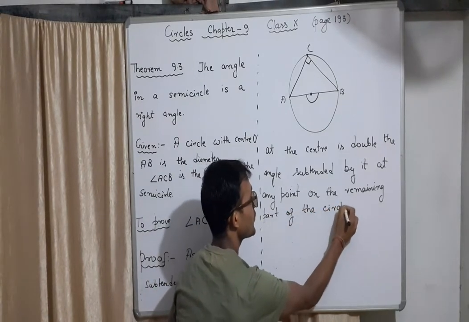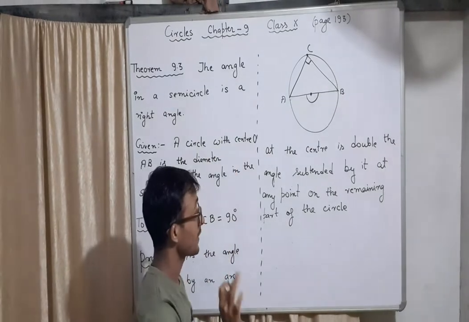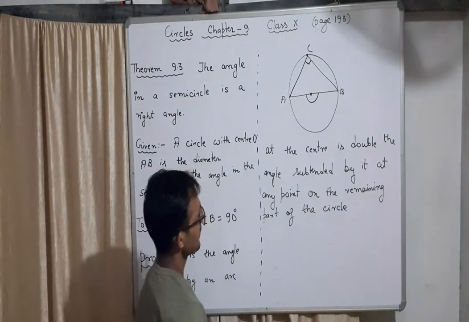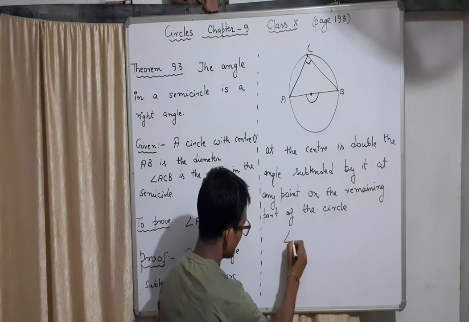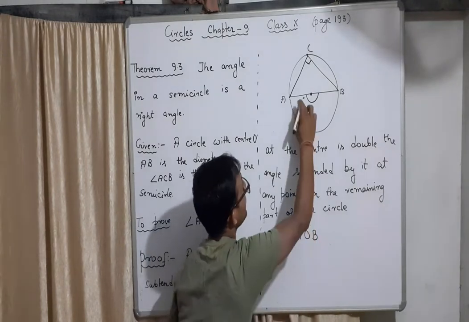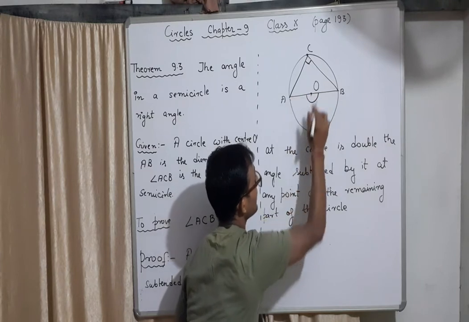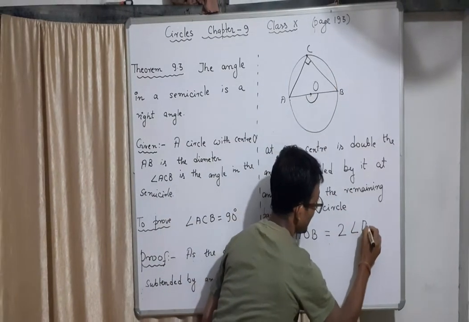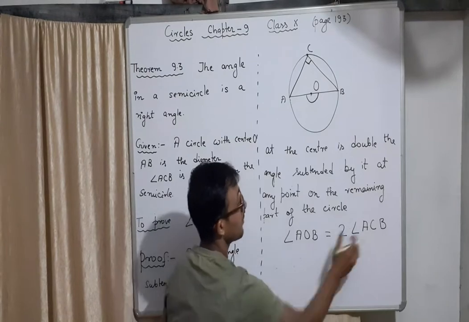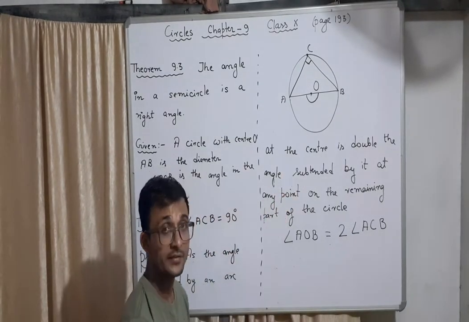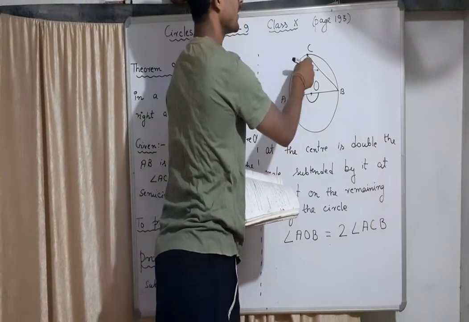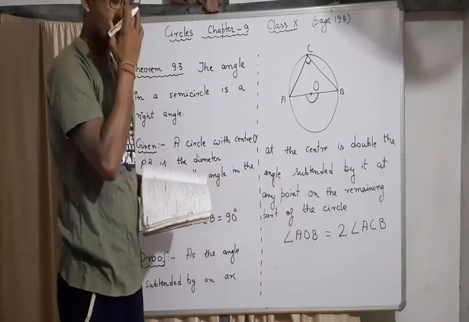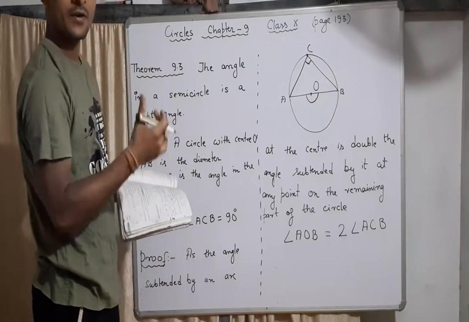This is a known fact. 9.2 is already proved. Remember, 9.2 is already proved, so that means 9.2 results are usable. What it says is this angle has to be double of this. So what I know from here is that angle AOB, this angle, where O is the center, must be equal to double of angle ACB. This angle has to be double of that. Why? Because 9.2 says that whenever this happens, the other side of the angle will be half of it. So 9.2 enables me to find out 9.3.